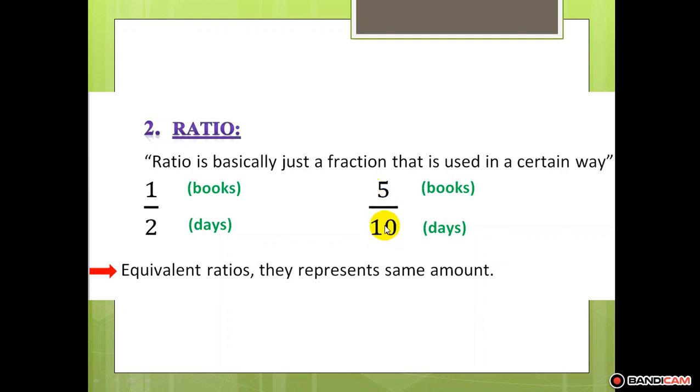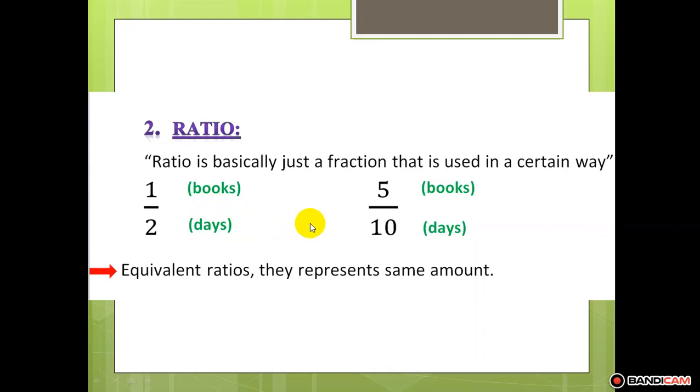What will be the rate? Then we can see that for each 2 days he will read one book. This means the rate is also 1 by 2. So these are two ratios, 1 by 2 and 5 by 10, and these are also equivalent ratios, so they represent the same amount.